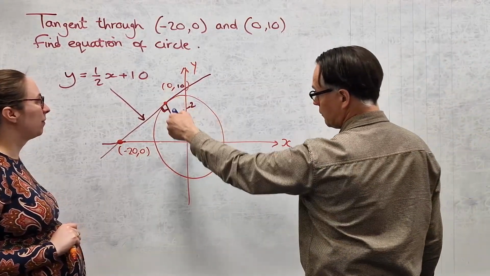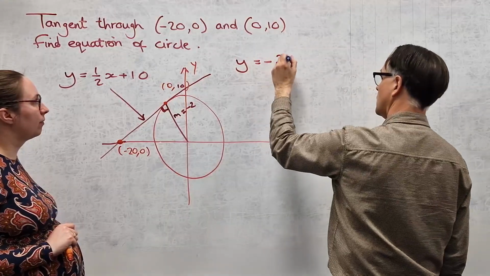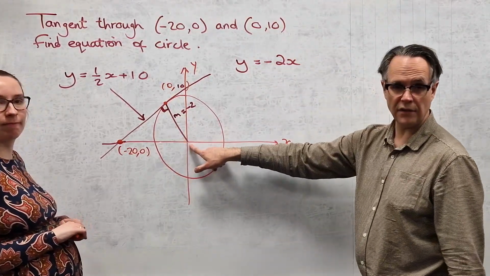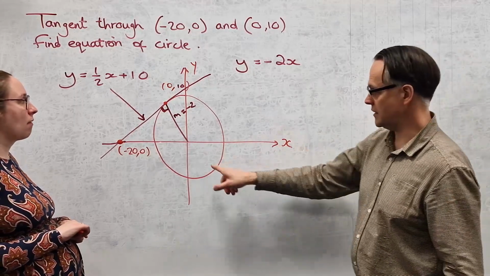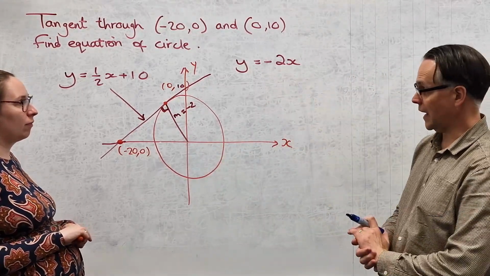Okay, so if the gradient here is minus 2, then the line is just y equals minus 2x, isn't it? Because it goes through the origin. It doesn't have an intercept. Clearly it does, but it's 0, yeah? So it's just that.